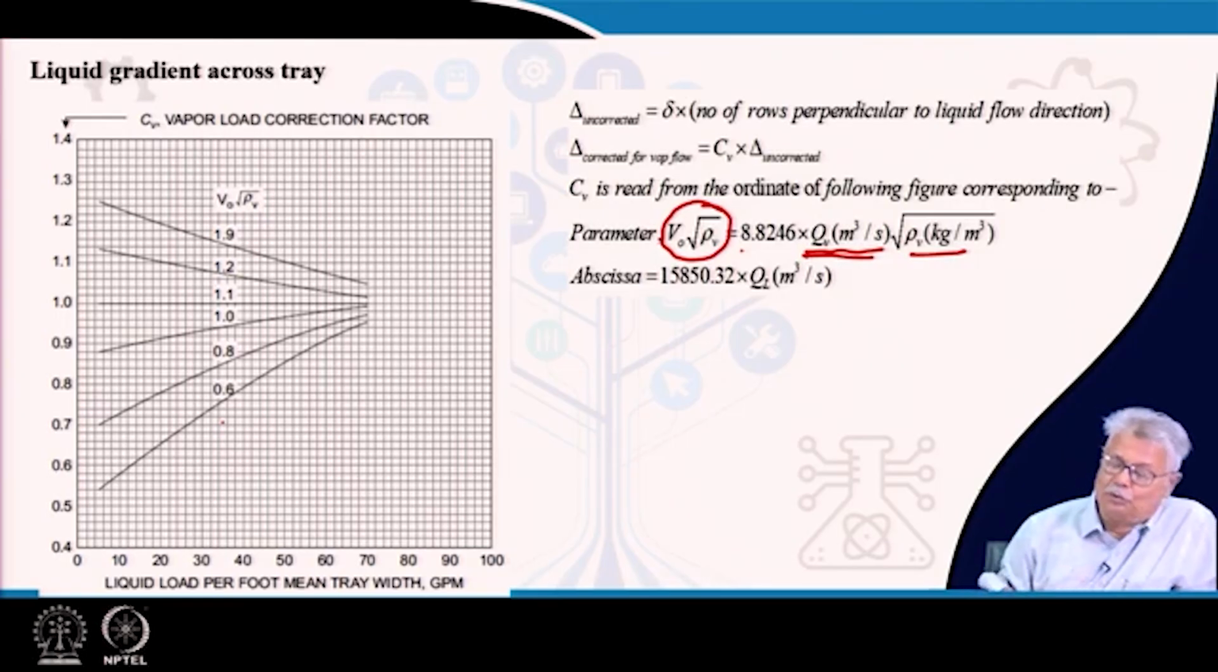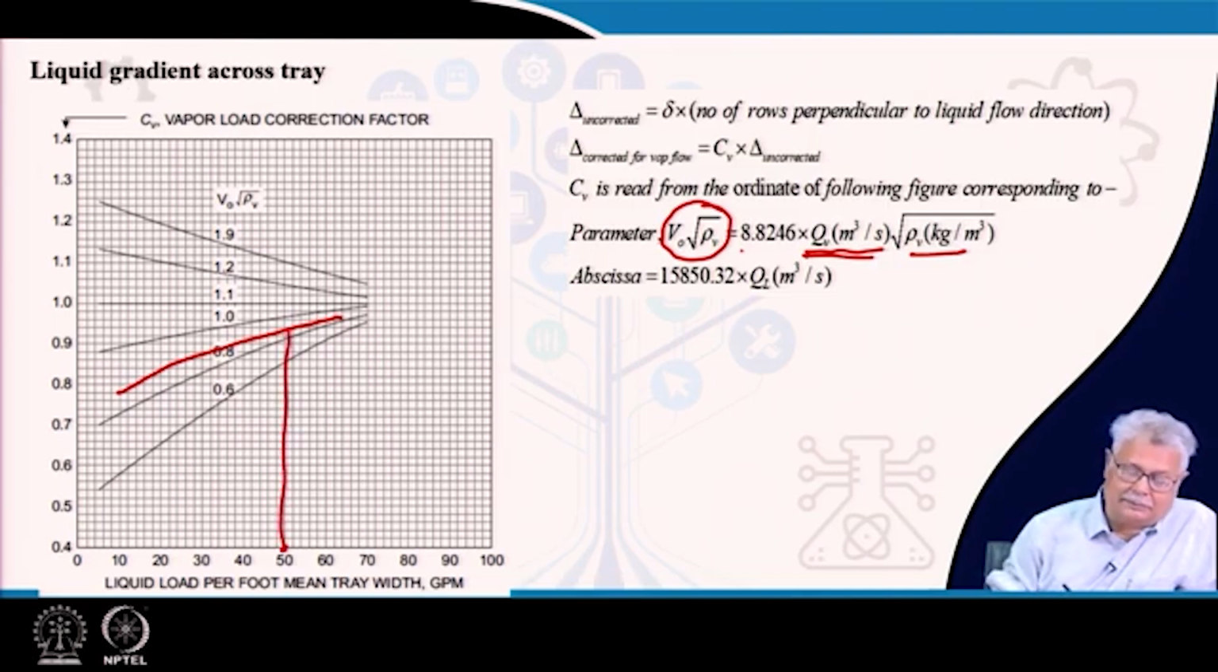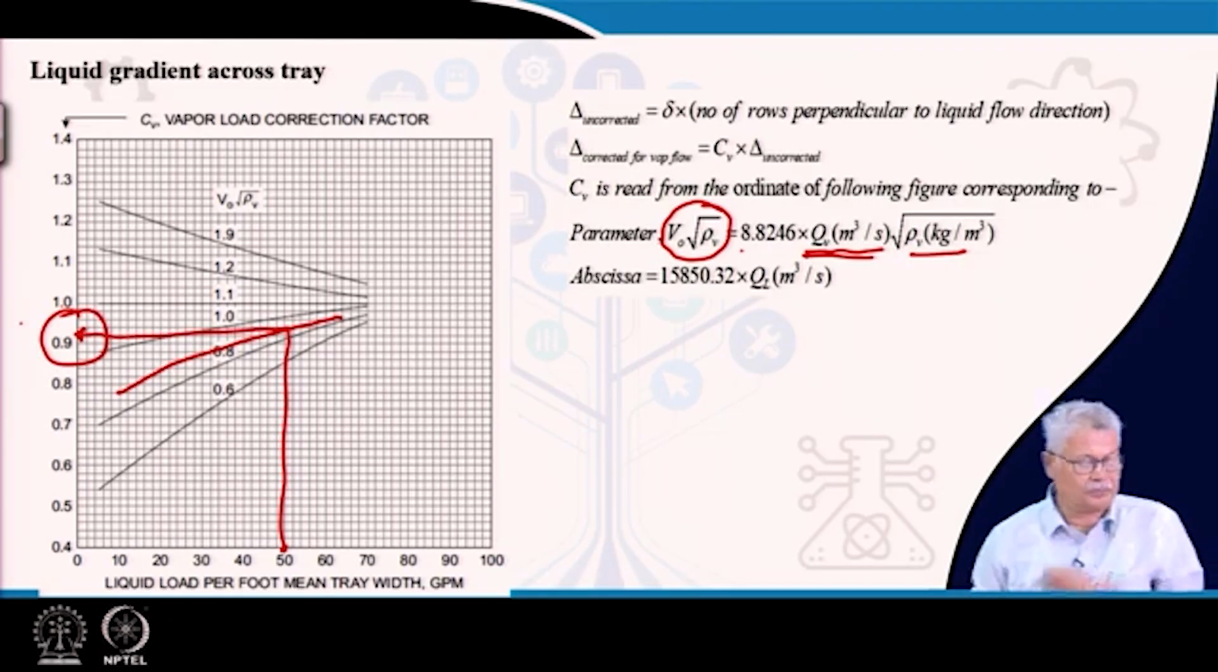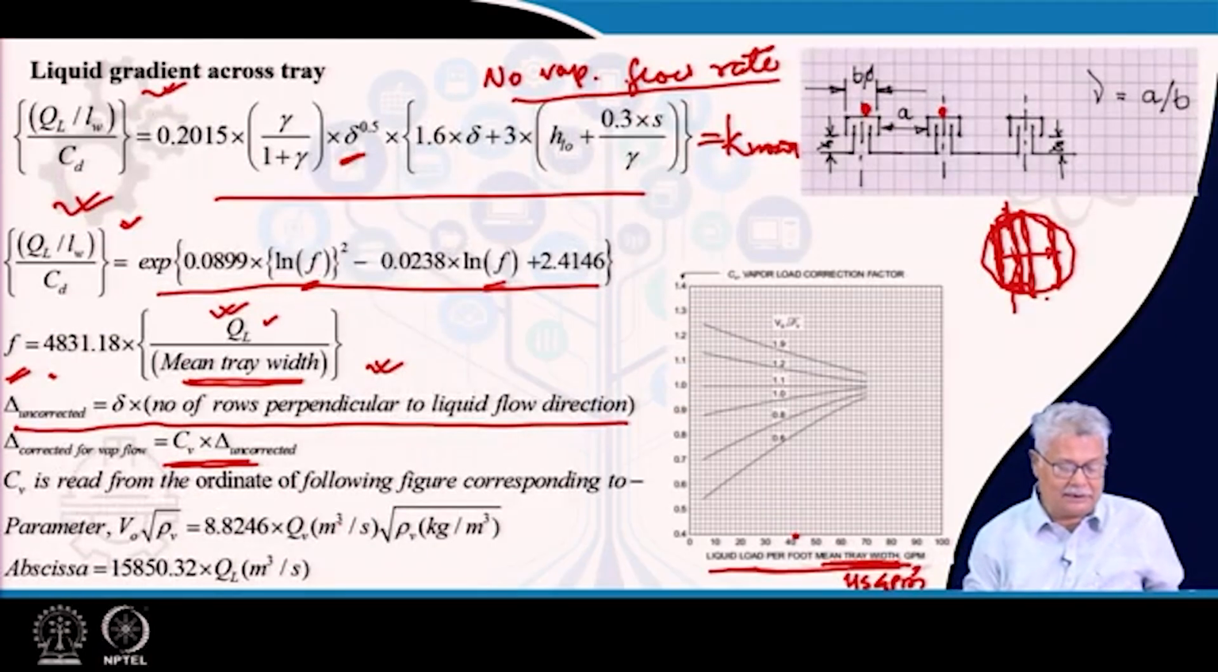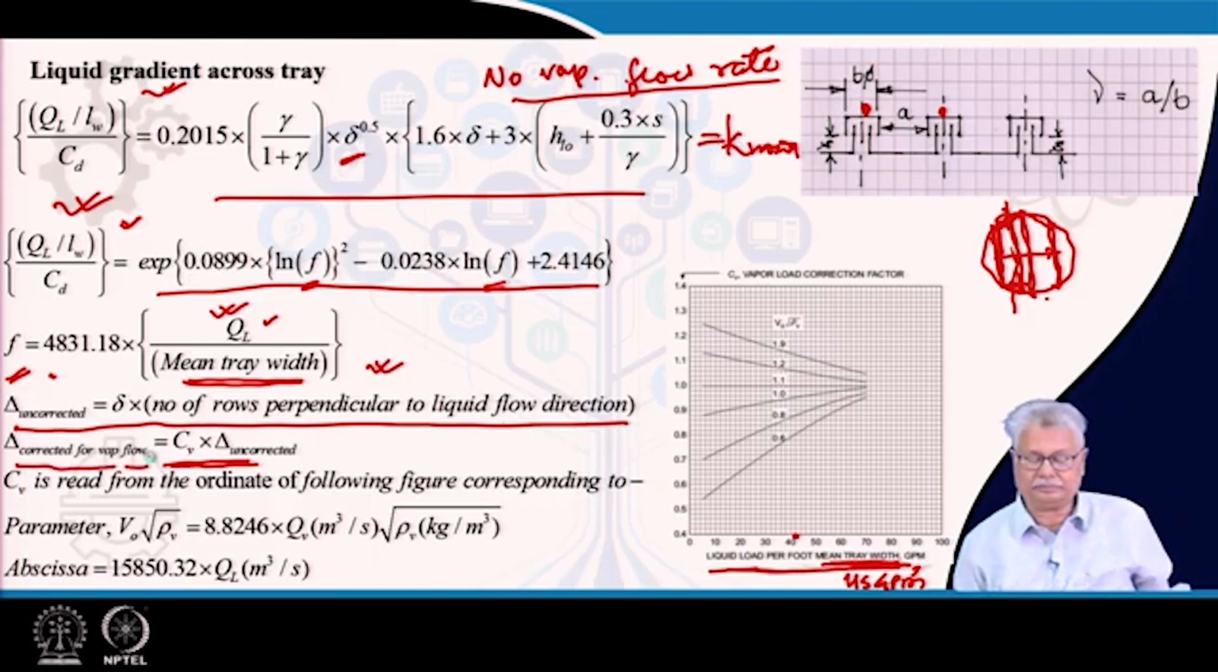So once I know my V0 root V, possibly if it is 0.85 or something like this, I will have a curve like this. If I have my x axis, I will be taking this and I will be coming here, and possibly I will be reading my CV value to be 0.92. So this is how you generate the delta P corrected for the vapor flow.